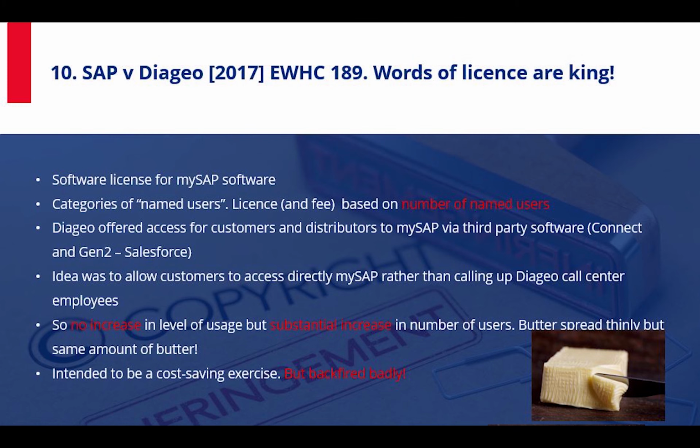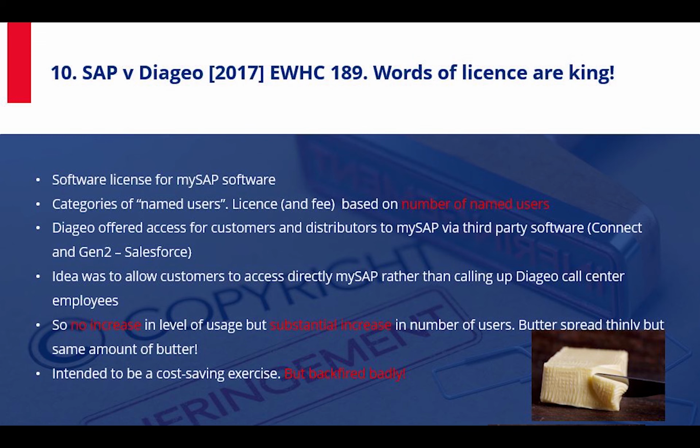So Diageo had this very clever idea. Instead of getting their customers to phone up the call center to access my SAP, a call center run by Diageo employees, why don't they give all their customers, and indeed some other persons, direct access to my SAP via third-party software, in this case, Connect and Gen 2 Salesforce? If you understand how that works, instead of 4,000 people phoning up a call center and 10 employees interrogating my SAP software, those 4,000 customers are now themselves going to access my SAP. No change in usage, of course, but a substantial increase in the number of users.